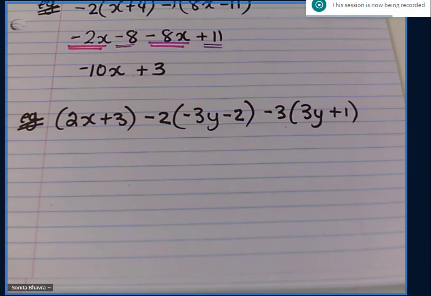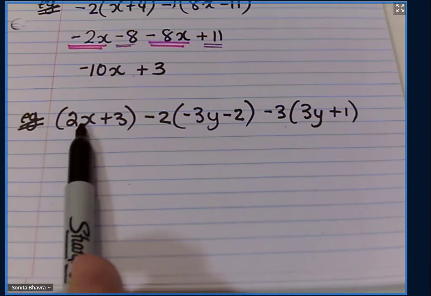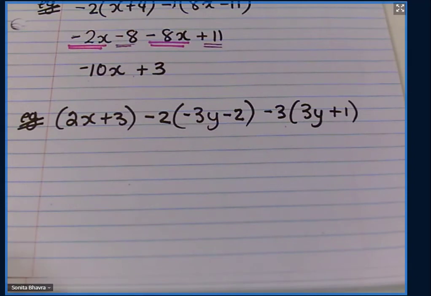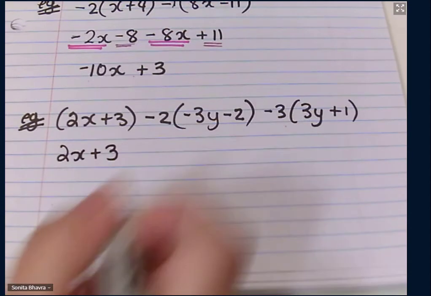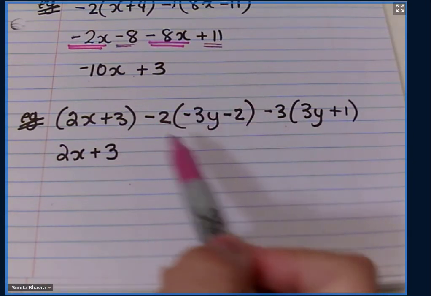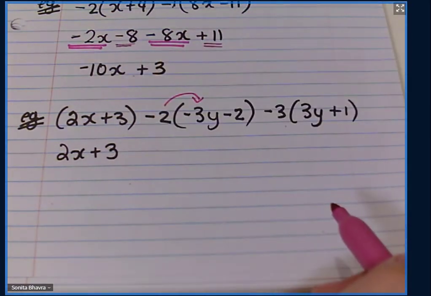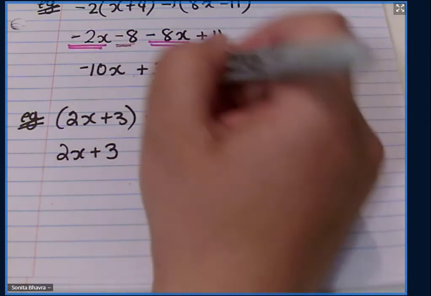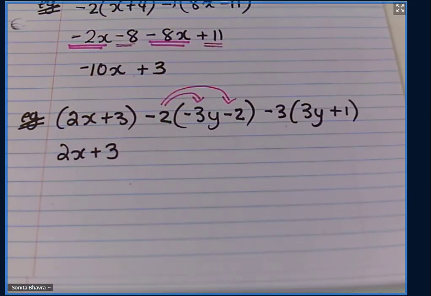All right, so the first bracket in this example is just 2x plus 3. There's nothing in front of it that we need to worry about, nothing to multiply. So the first bracket, we will just open it up as 2x plus 3. Second bracket, we have a negative 2 that needs to multiply to everything inside of that bracket. So that means negative 2 has to multiply with negative 3y, and then negative 2 has to multiply with the negative 2. So let's do that.